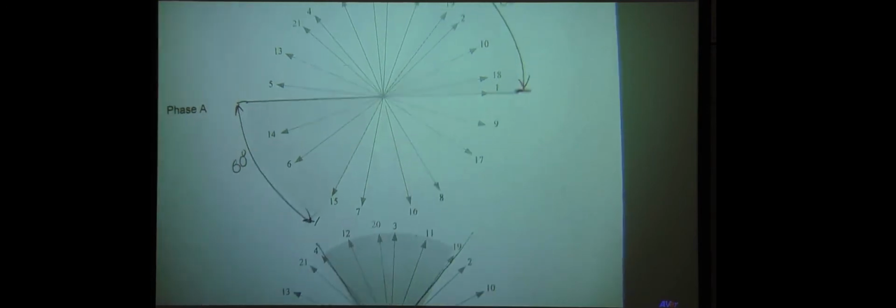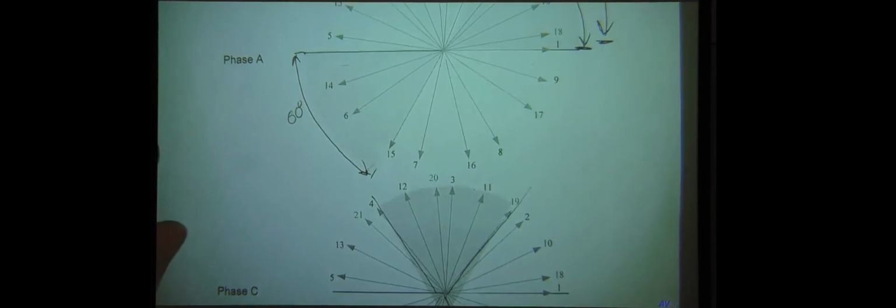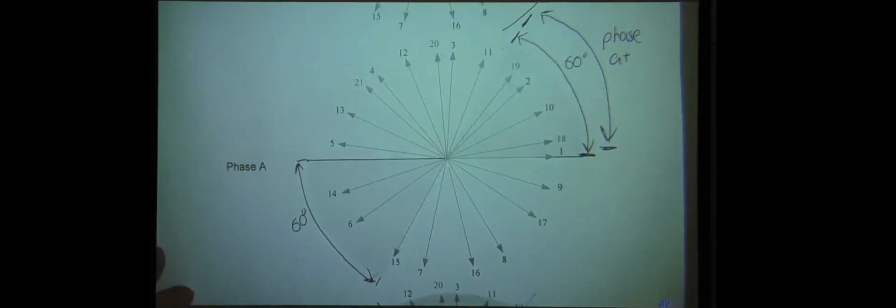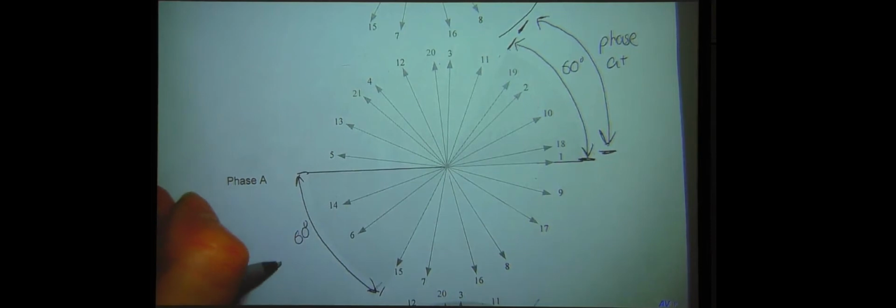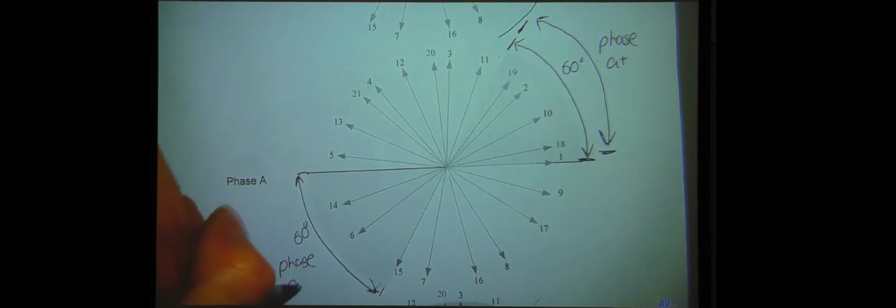So let's just take the A part. We will say that from here to here is phase A plus, and then this is phase A minus. Okay?